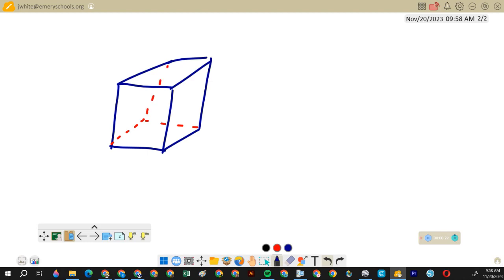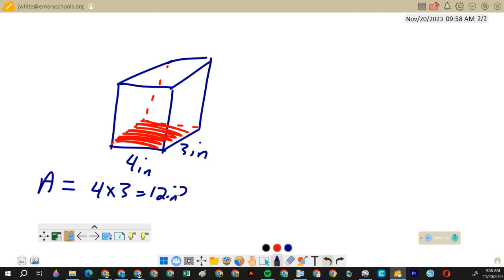one way to think of the volume is just find the area of the base. So if this was 4 inches and this was 3 inches, the area of the base is simply 4 times 3, which is 12 inches squared. And then we take that base and we raise it up through the height, let's say, which is 6, and that will tell us the volume of the rectangular prism. So we times this by 6 inches, and we get 72 inches cubed.